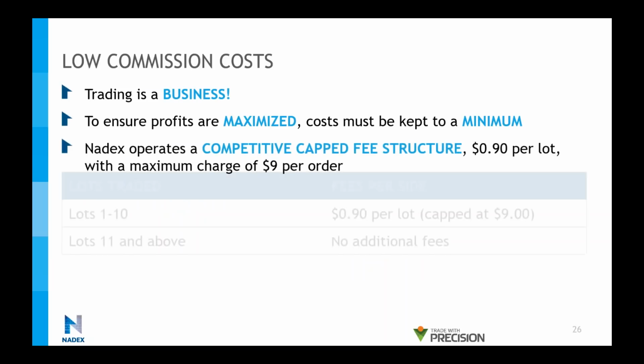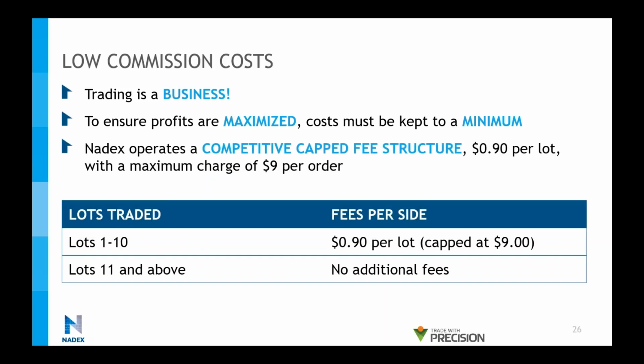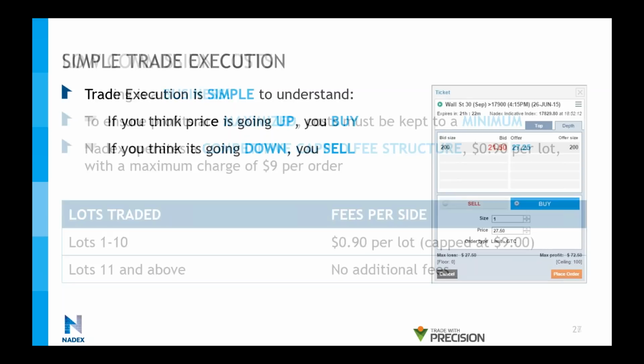Low commission costs. To ensure profits are maximized, cost must be kept to a minimum, and therefore Nadex operates a competitive capped fee structure: 90 cents per lot with a maximum charge of $9 per order. Again, compare that to the cost structure for other markets, independent of the much smaller capital requirements, and you can see that the cost of doing business here at Nadex definitely is very competitive, to say the least.